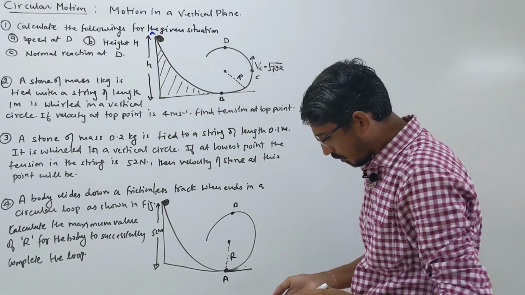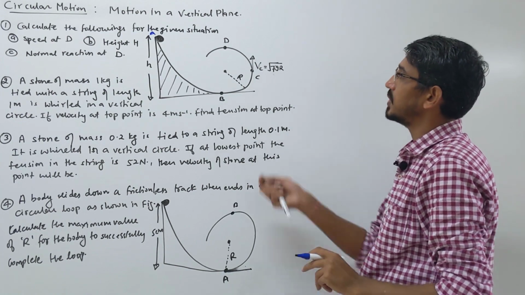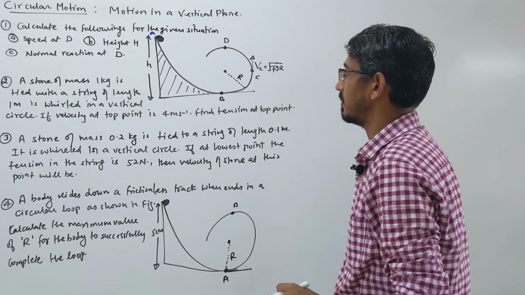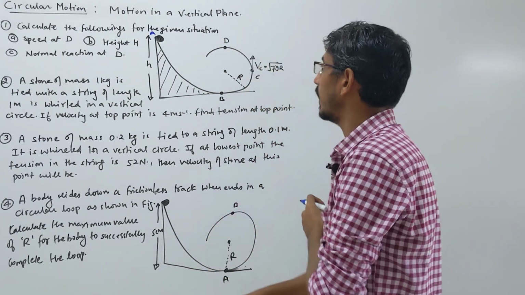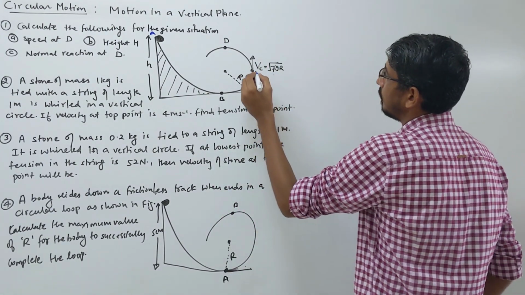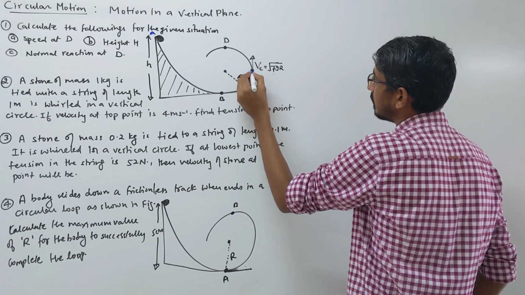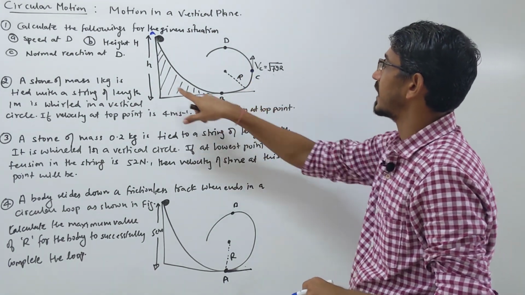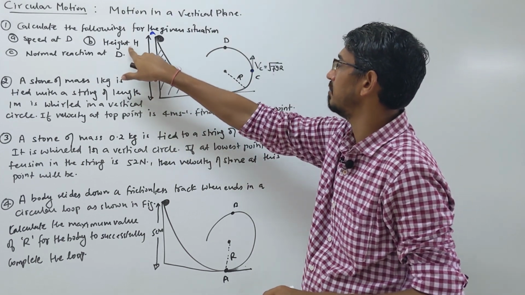Two rules we use. First, you see it is a vertical circle, the body is moving in a vertical circle, and we use conservation of energy. Look here. First, what we know is the velocity at this point, correct? The velocity at this point we know, and the radius we know. So let's calculate this height. Let's calculate the B answer first.